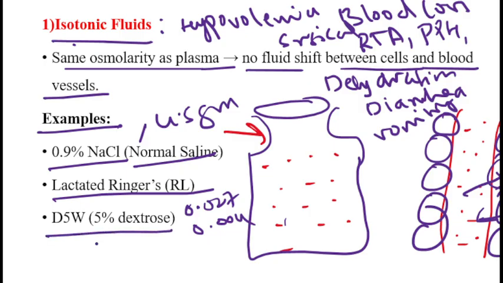And 5% dextrose contains 5 gram of dextrose in 100 ml. Every 100 ml of solution contains 5 gram of dextrose. So these are the examples for isotonic fluids. They are mainly used in the case of hypovolemia due to blood loss, which may be surgical blood loss during surgery, road traffic accident, or postpartum hemorrhage, or in the case of dehydration caused by diarrhea and vomiting. Okay, so what is the advantage of these fluids?